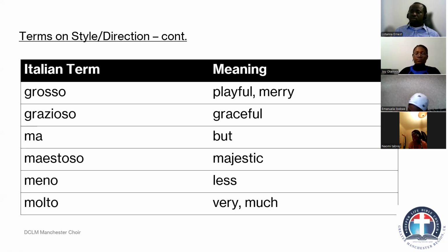All right, let's now go to the next one. Giocoso means playful, in a playful style, in a merry style. And it's followed by grazioso. Grazioso is graceful. Ma means but. It's like we're telling you, do this, but. So anytime you see ma, it means they're telling me to start thinking of an alternative.